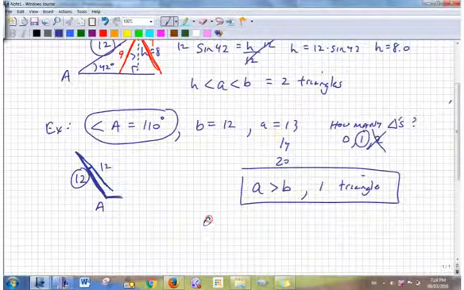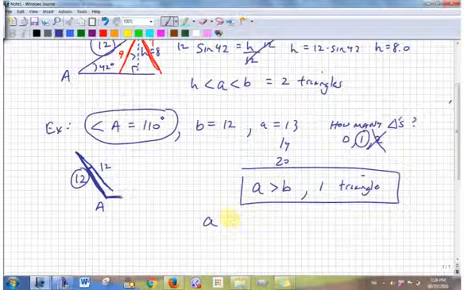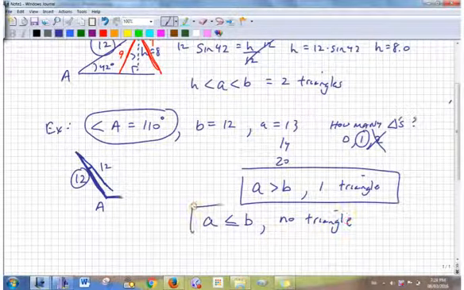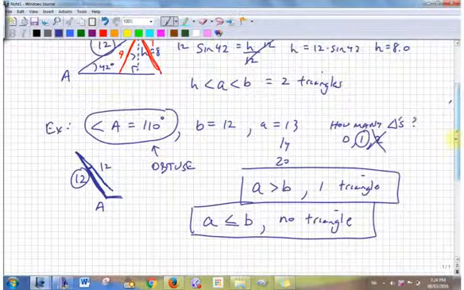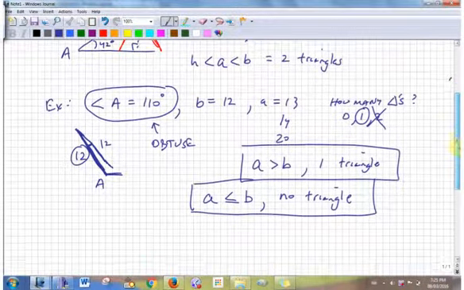So, in any case, if A is less than or equal to B, then there is no triangle possible. And that's your only two choices for an obtuse angle when we draw these things. Okay, there's no other possibility that exists. So this one's kind of easier.